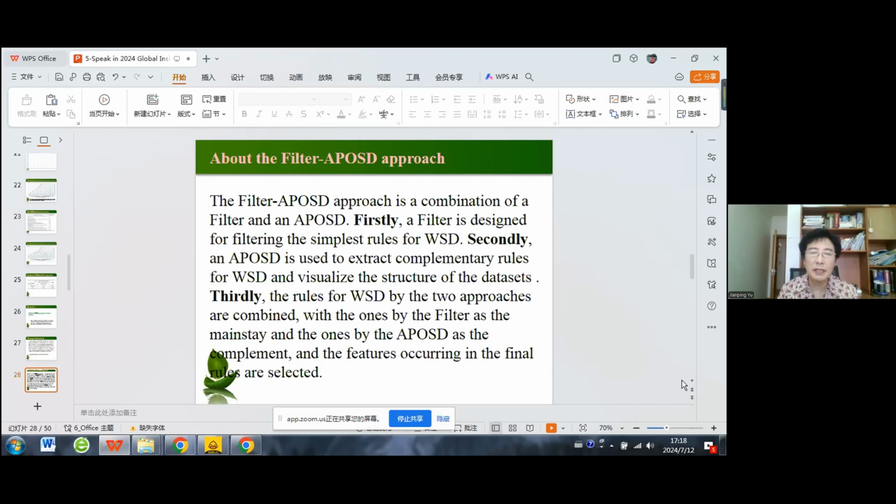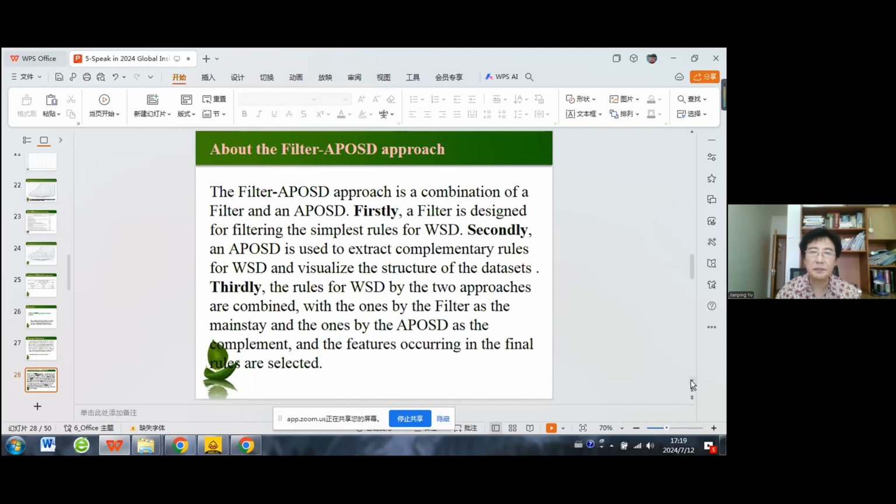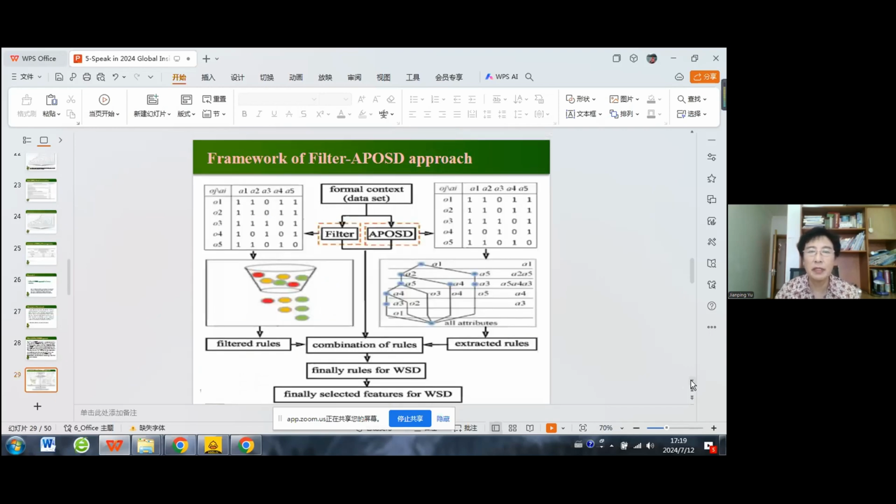Secondly, an APOSD is used to extract complementary rules for word sense disambiguation and visualize the structure of the data sets. Thirdly, the rules for word sense disambiguation by the two approaches are connected, with the ones by the filter as the mainstay and the ones by the APOSD as a complement. And the features occurring in the final rules are selected. This is the framework of the filter APOSD approach.